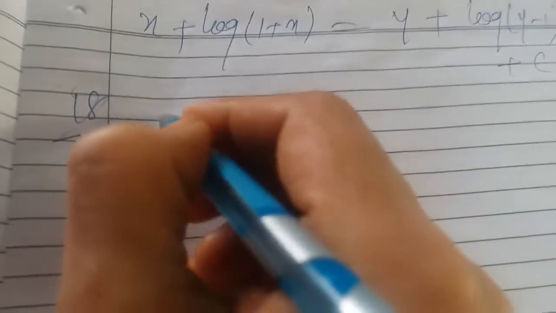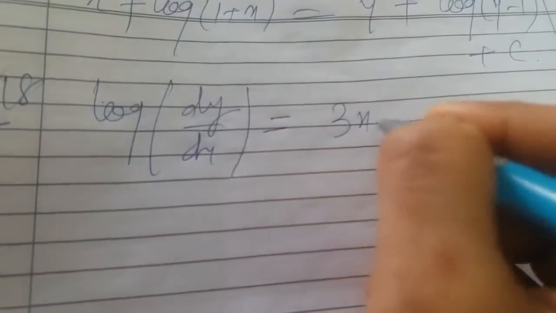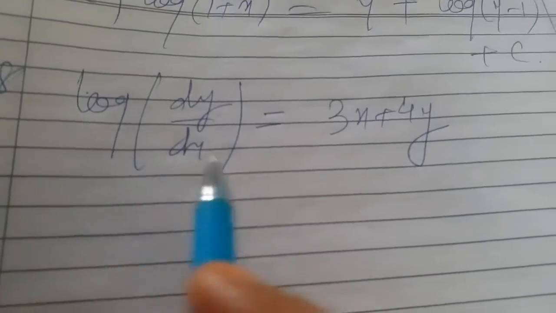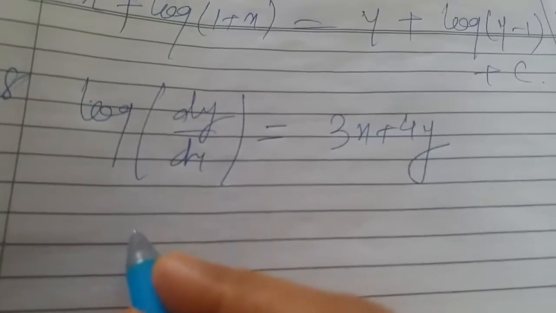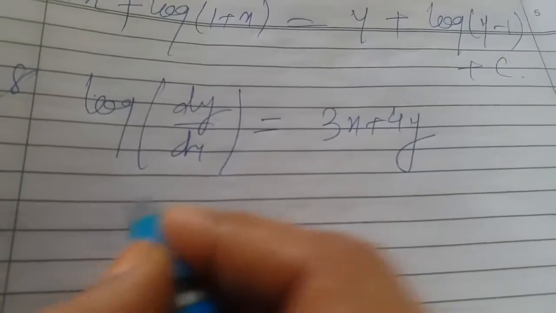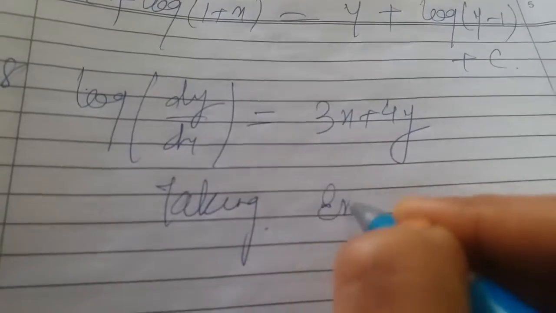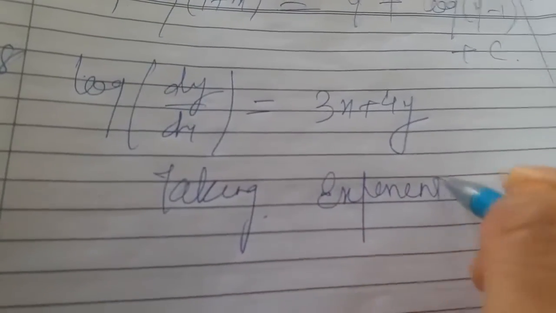Let's see question number 18. It is log of dy by dx equals 3x plus 4y. So eliminating log from both the sides. How do we eliminate log? Taking antilog on both the sides. As I had told you earlier, antilog is e to the power. So taking exponential on both the sides.